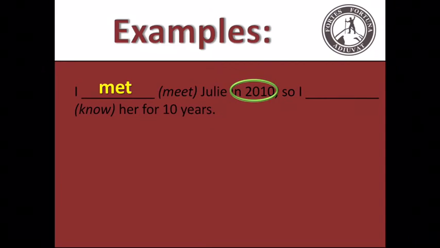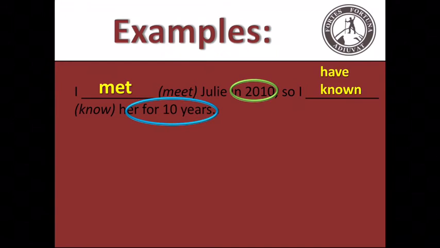If you are having problems with your irregular verbs, you need to check them before your Cambridge exams. And in the second section, we have a duration of time, for 10 years. As we saw in the table earlier, for relates to the present perfect. So we're going to use the auxiliary have before our verb in past participle. Have known. I met Julie in 2010, so I have known her for 10 years.